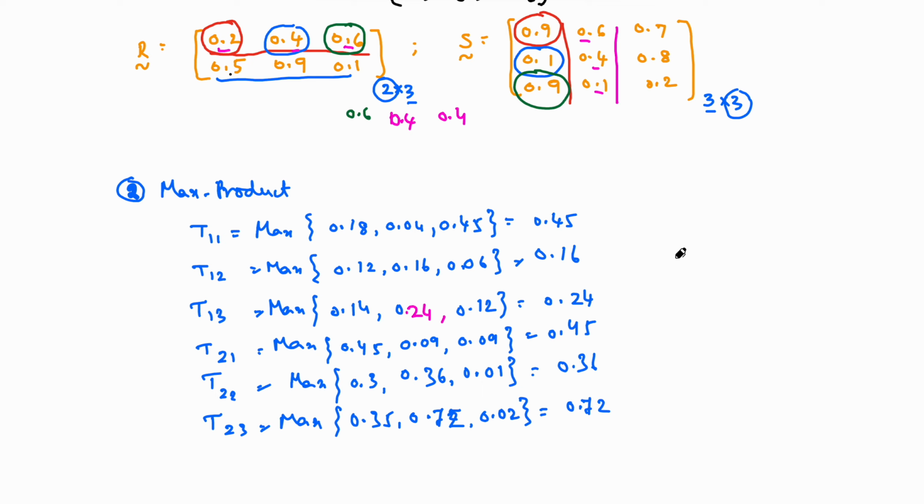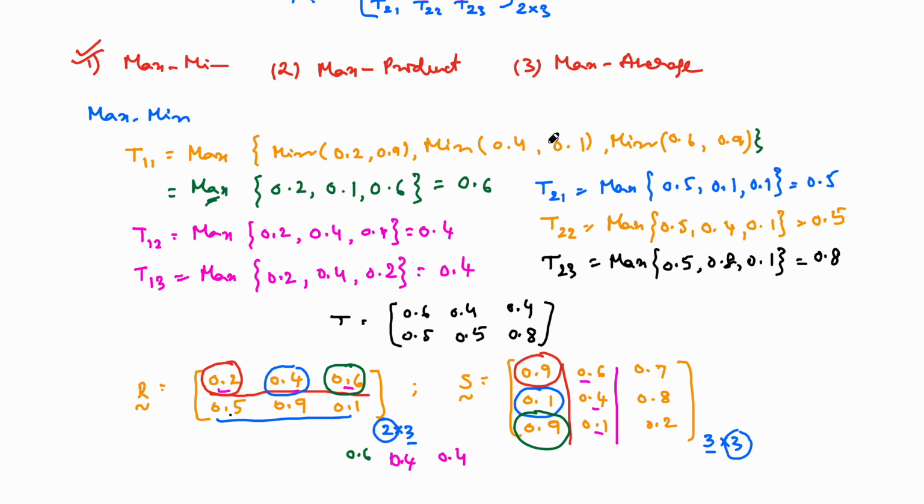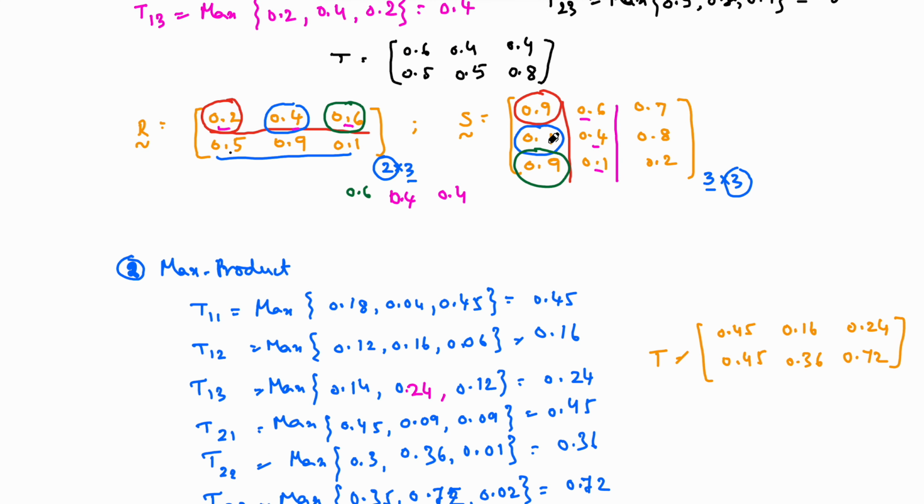So obviously T will be equal to 0.45, 0.16, 0.24. Similarly 0.45, 0.36, 0.72. So this is the answer by using the max product method. Okay, let's move on to the third method also, that is the max average method.